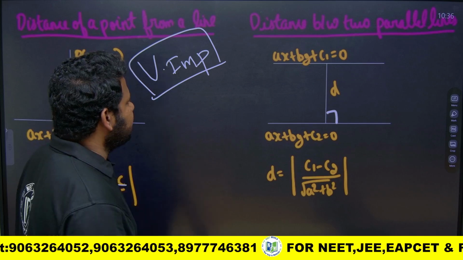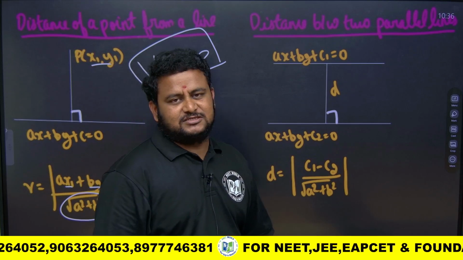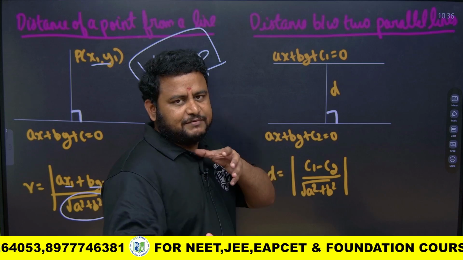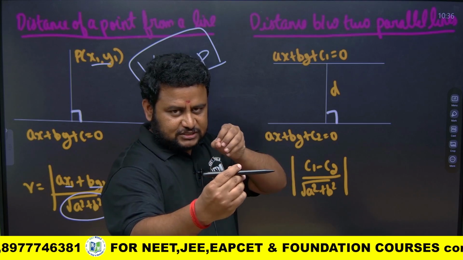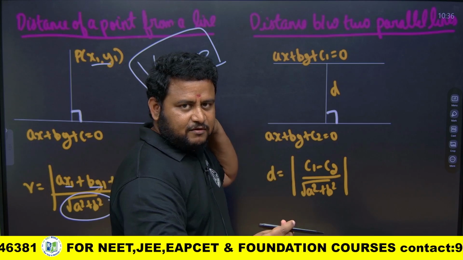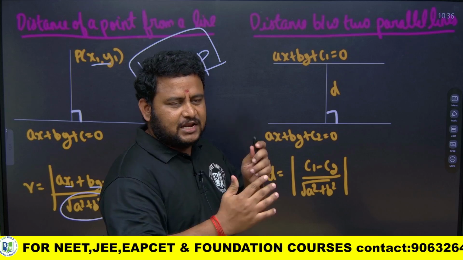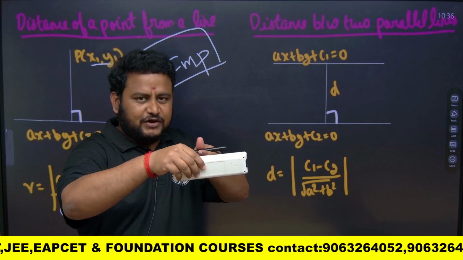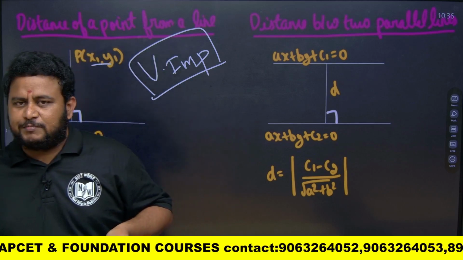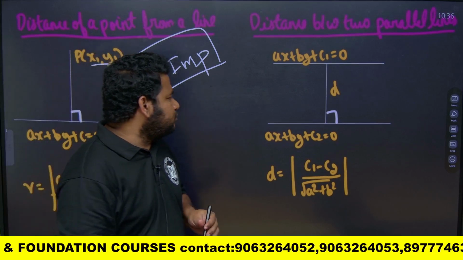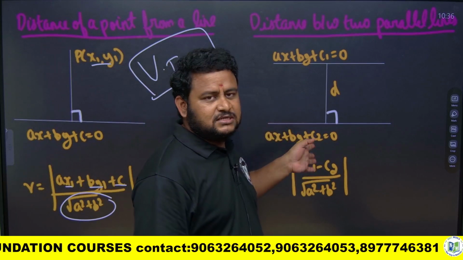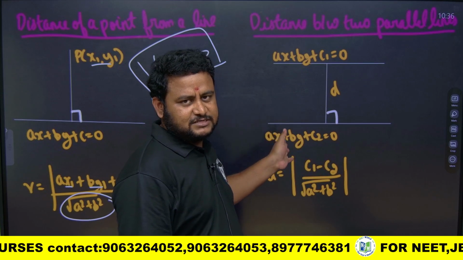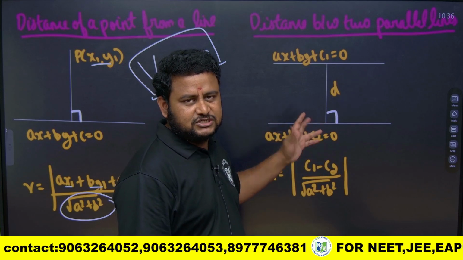Similarly, if they give the distance between two parallel lines, here the distance was of a point from a given line. If you find the distance of a point from a line, this is the formula you will use. If they give two parallel lines, and you want to find the distance between them, what is the formula you will use? Since the lines are parallel, their slopes will be equal. That means ax + by will be the same in both, only the constant value will change.